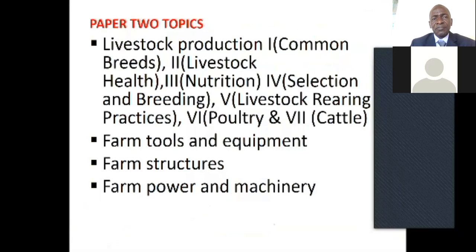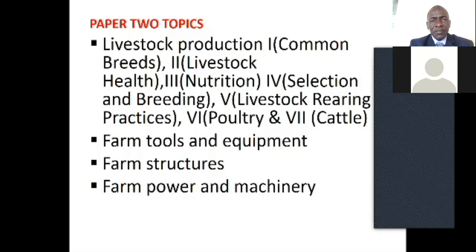So straight away, the following are the topics that are tested in paper 2. Number 1 is livestock production. And as you're aware, livestock production is spread in Form 1, Form 2, a part of it in Form 3, and a part of it in Form 4. So livestock production 1 up to 7. Livestock production 1 deals with the common breeds. Livestock production 2 deals with livestock health.